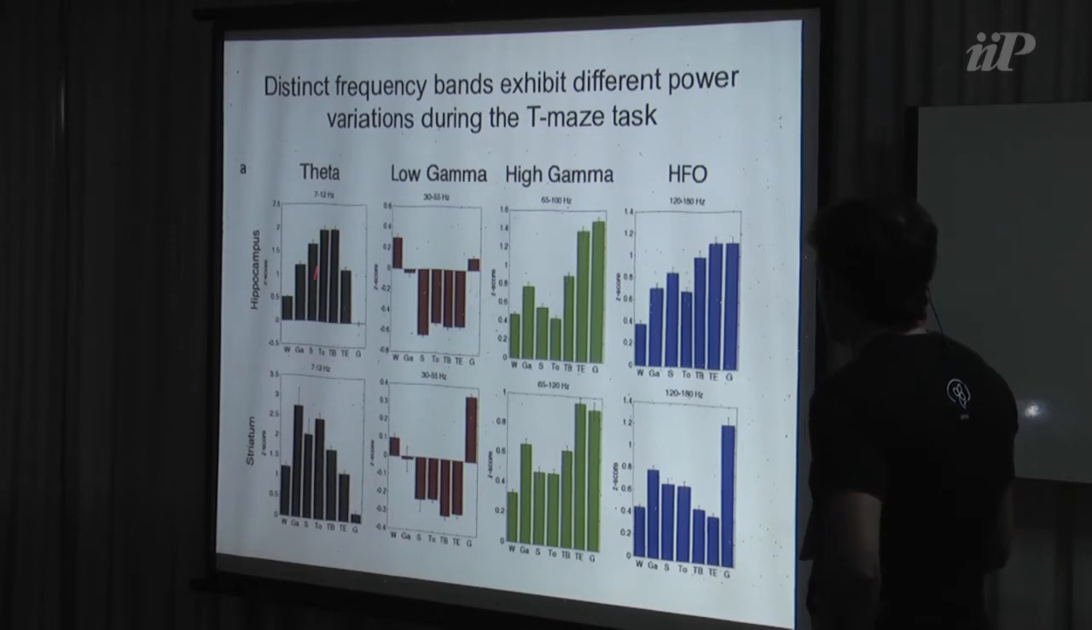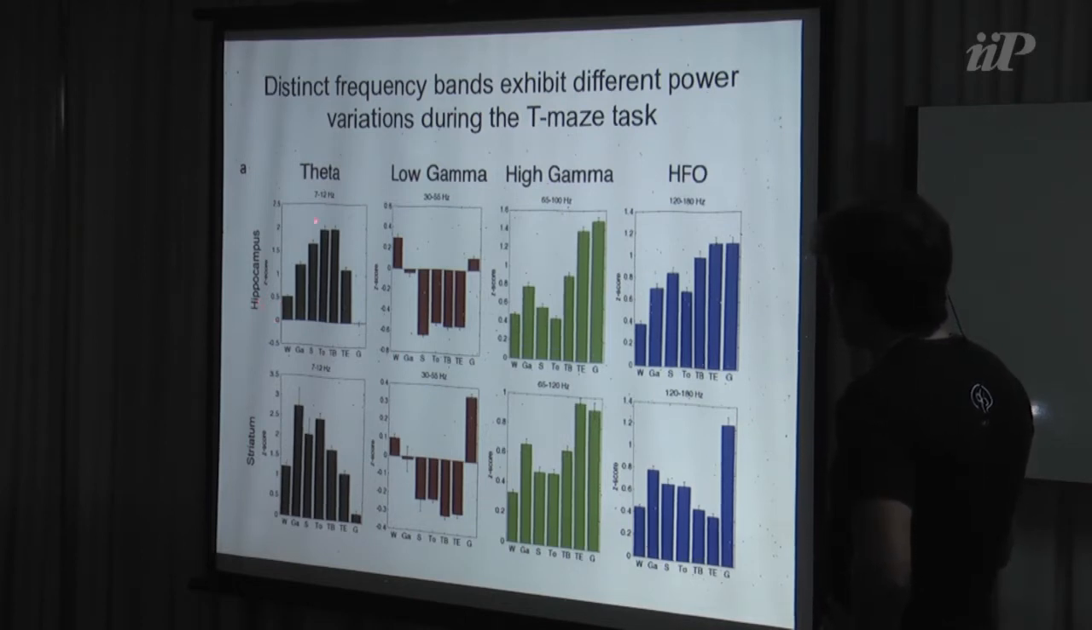Here, different columns mean the power changes in different frequency bands. One row is for the hippocampus, the other row is for the striatum. And within each frequency range, I'm showing you, these are already group results, how the power varied as the animal went through the maze, from the waiting, from the warning until the goal. The result here is that theta goes up and down, low gamma down and up, and both high gamma and HFO tend to increase as the animals go through the maze. The same result was found in the striatum.